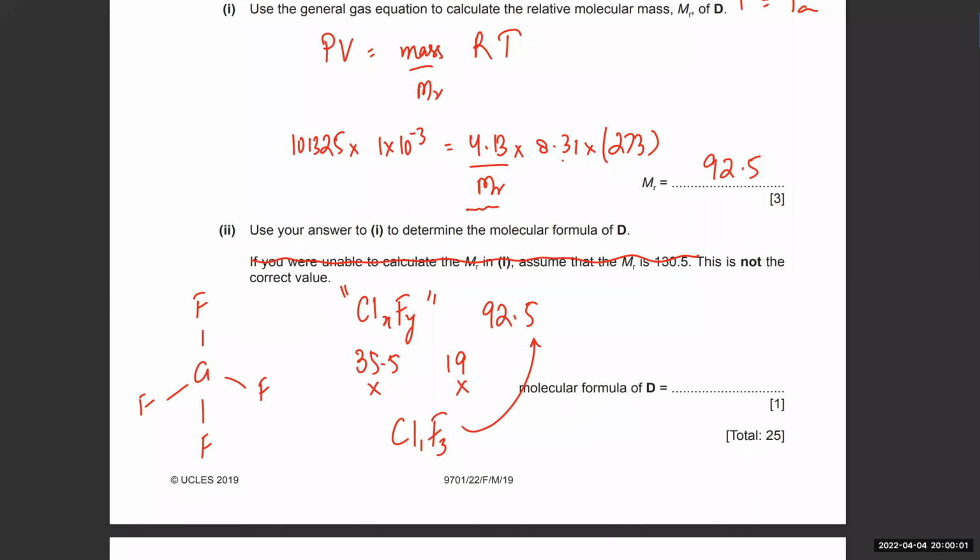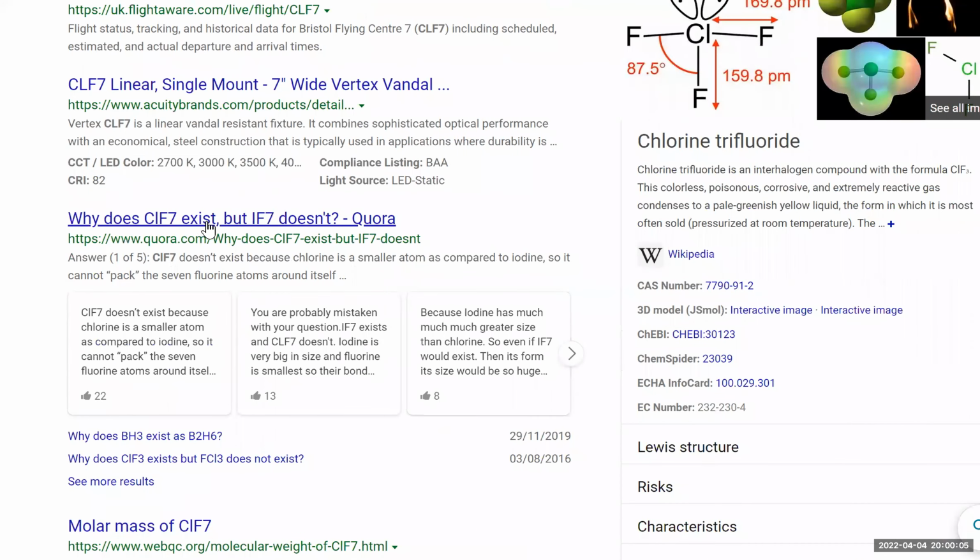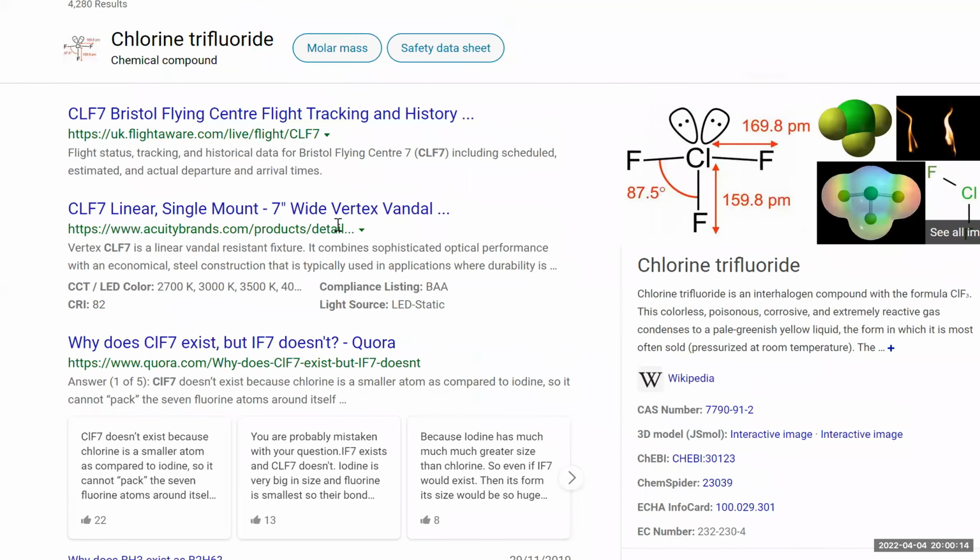He's saying why does ClF7 exist, but IF7 doesn't. Yeah, you read the first line. It says ClF7 doesn't exist because chlorine is a smaller atom as compared to iodine in IF7. That's certain.